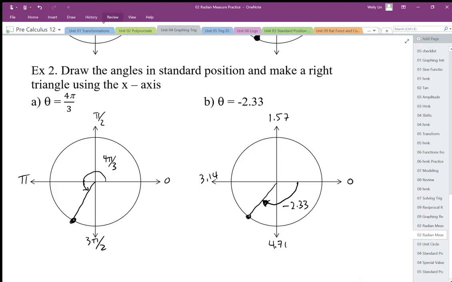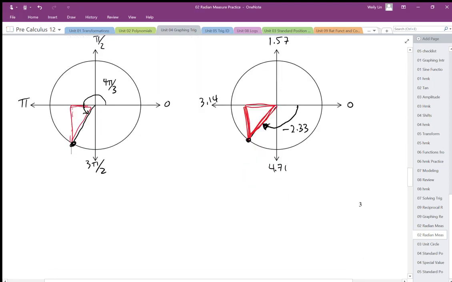It also asks you to draw in the reference triangle. That one's a 30-60 triangle here. This one we don't know. It's not a special angle, so we don't know. But there's my reference triangle there. It's always made with the x-axis. We don't draw our reference triangles this way. We always make our reference triangles with the x-axis.